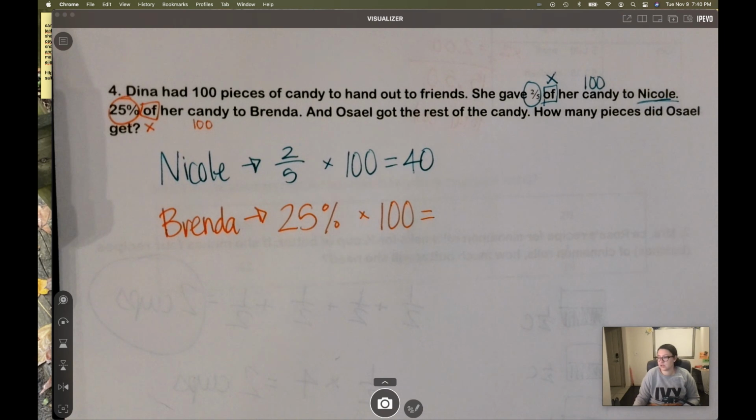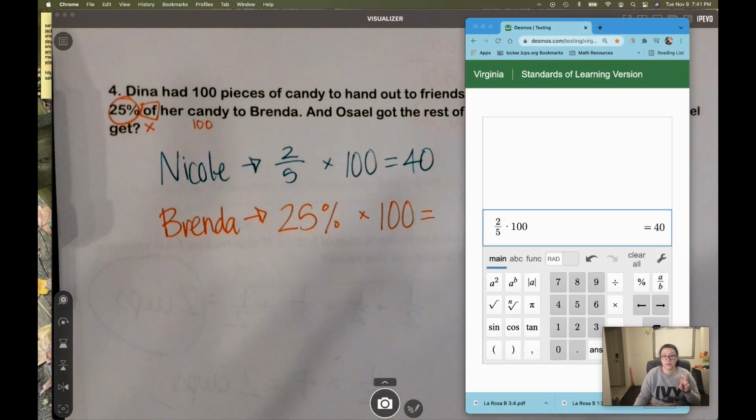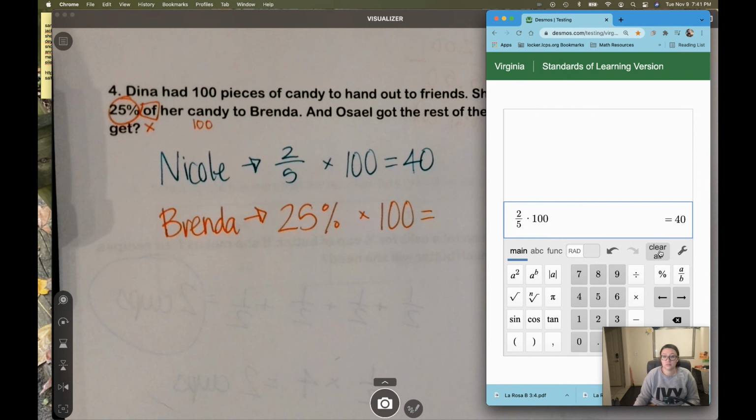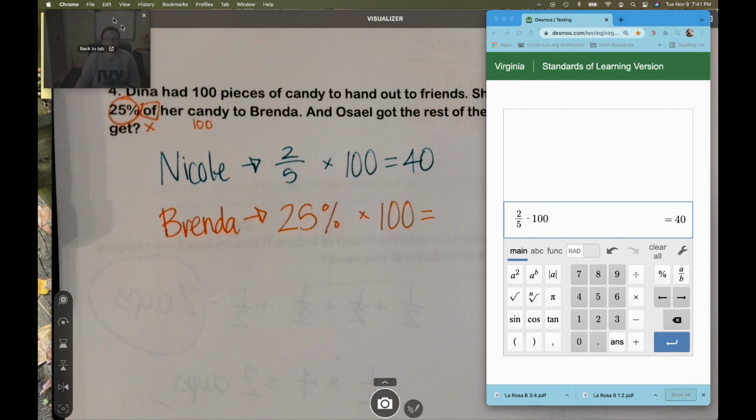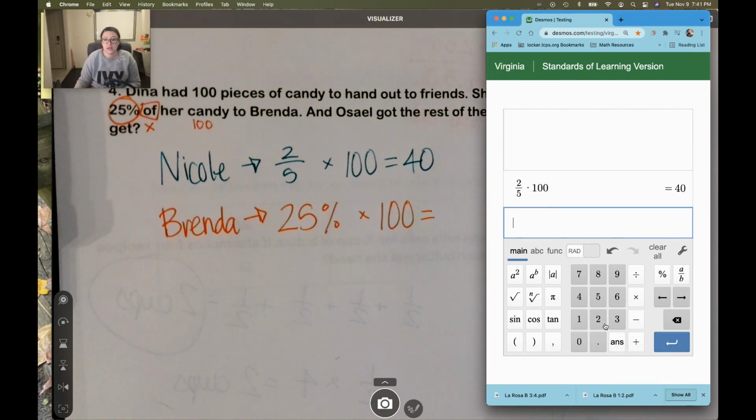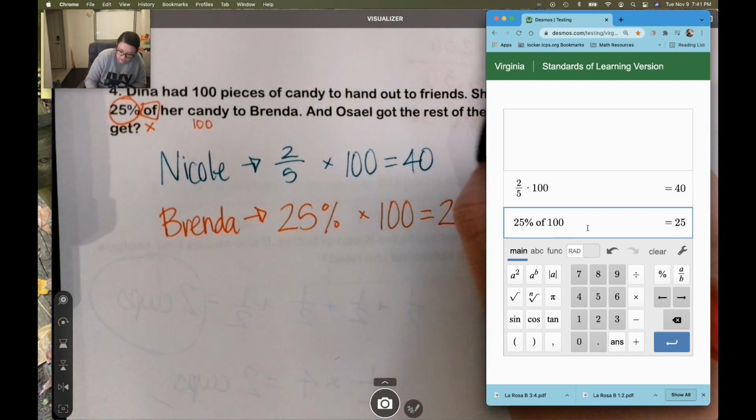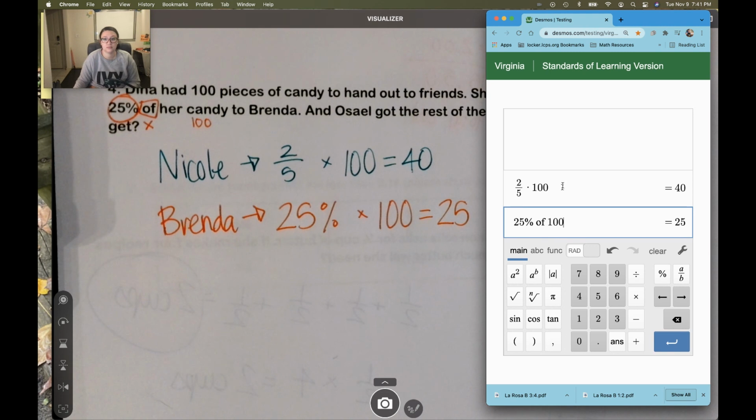There's a few different ways to type this in your calculator, so let me show you two ways. One way that we can do this is we can do 25, and then we see that we have this percent button. When we click that percent button, it automatically types the word of in there. And we just kept saying, of means what operation? Of means multiplication. So 25% of 100 is going to multiply 25% times 100. So we see there that Brenda's going to get 25 pieces of candy. That's one way you can do it.